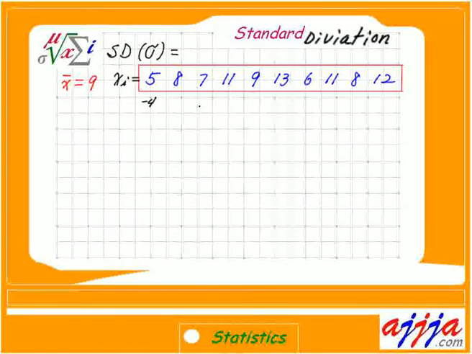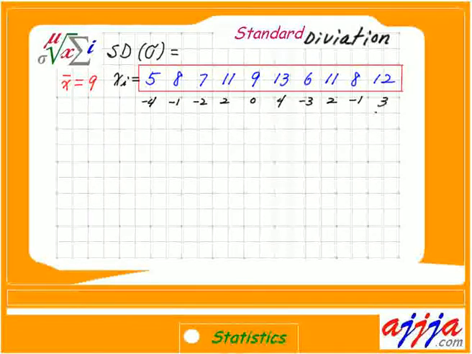You also remember these numbers right here, 5, 8, 7, all these numbers. I can call them xi, so it's a variable changing numbers, from 1 through 10 in this case. So x1, x2, x3, and so on. x1 is 5.